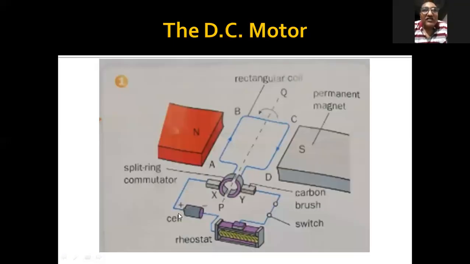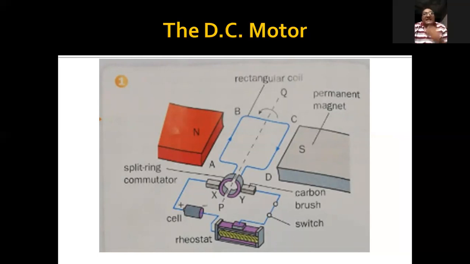This is the positive terminal of the battery. So the current is coming from here through the carbon brush into this split ring, and it enters the coil. So from A to B, the current is flowing. AB is a current carrying conductor, and it is perpendicular to the magnetic field lines.